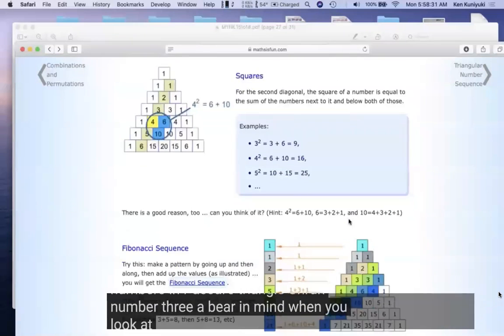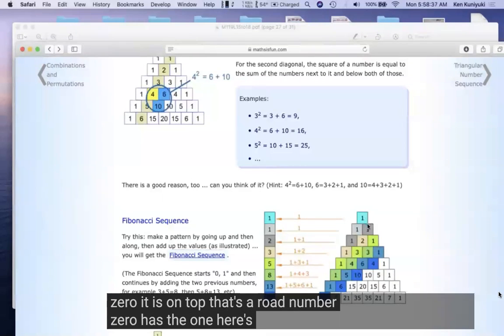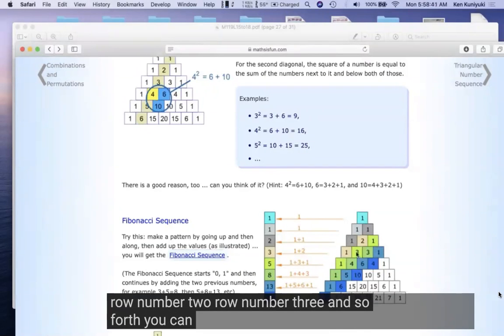Bear in mind, when you look at Pascal's triangle, row number 0 is on top. So row number 0 has the 1. Here's row number 1, row number 2, row number 3, and so forth. You can look at the second number in the row to see what row number we're talking about.